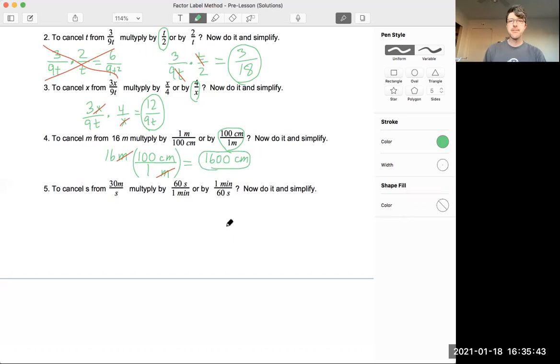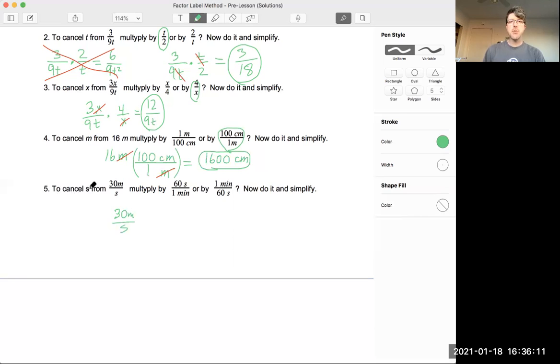All right, let's cancel the s from 30 meters per second. So m on the top and s on the bottom, but this is a speed, 30 meters per second, because this is 1 down here. Remember, if there's no number down there, it's a 1, 30 meters per second. Okay, now let's write that, 30 meters per second.